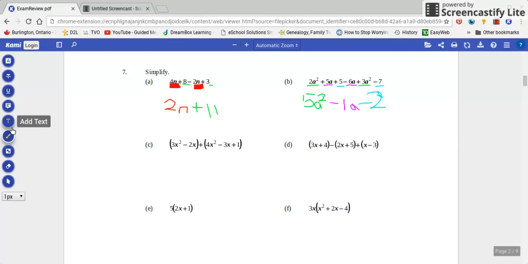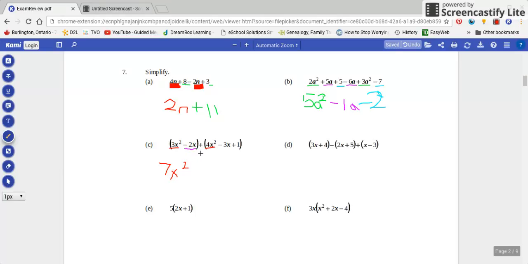So for this one, all we have to do is identify the like terms. So we've got a 3x squared and a 4x plus 4x squared. Add those two together, we end up with 7x squared. Okay, x squared. Again, there we go.